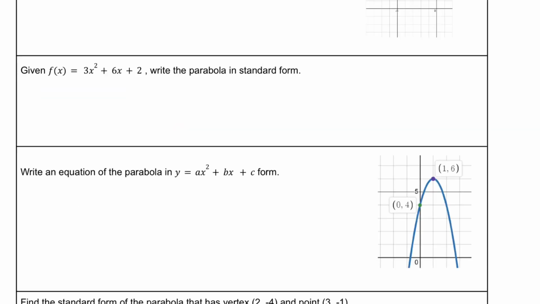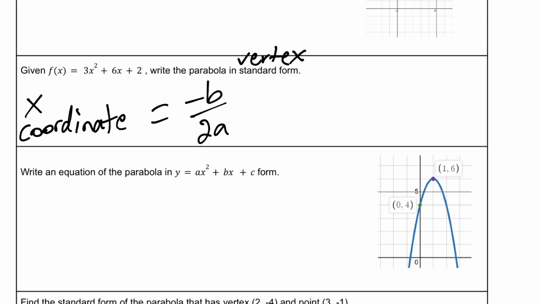Next up, they want the parabola in standard form. Now, I'm going to argue that we could call it vertex form. That's what they're looking for. In the book they call it standard form, but the one that has x minus h and k at the end. I'm going to use the algebra formula.